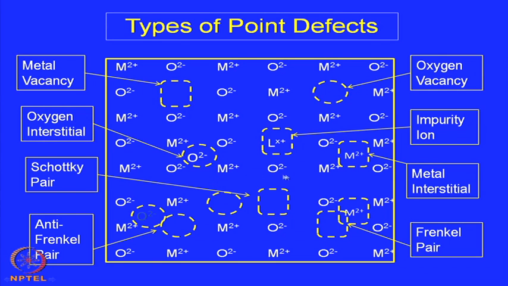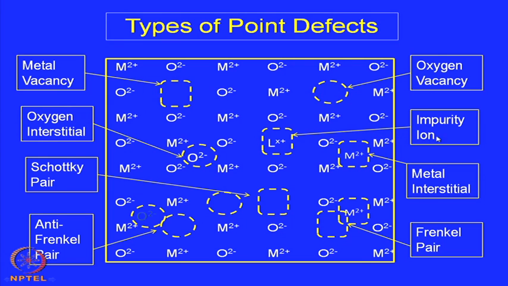Similarly, you can have a metal interstitial. Just like oxygen, you have a metal in an abnormal site which is not supposed to be occupied by metal, but the interstitial site is being occupied by metal. So, the position is not a regular position, and therefore, it is a defect so far as the crystal lattice is concerned.